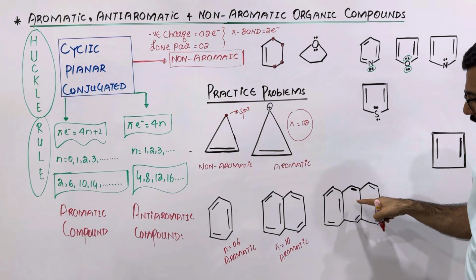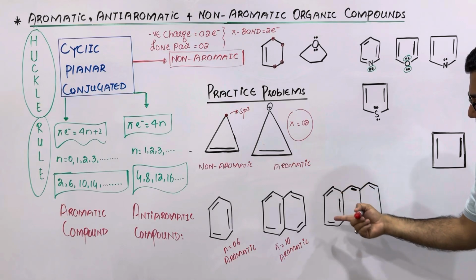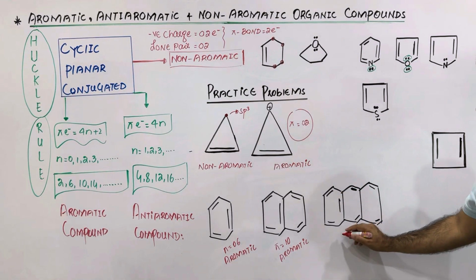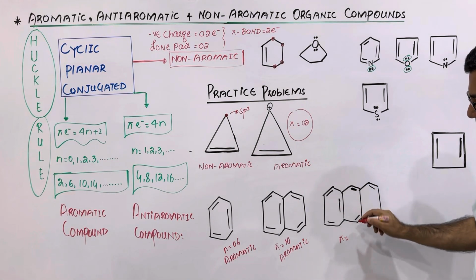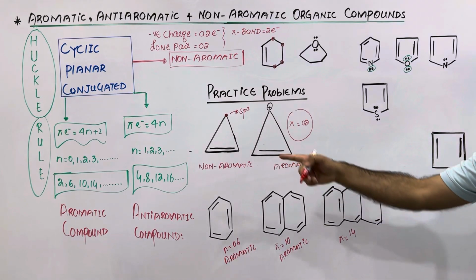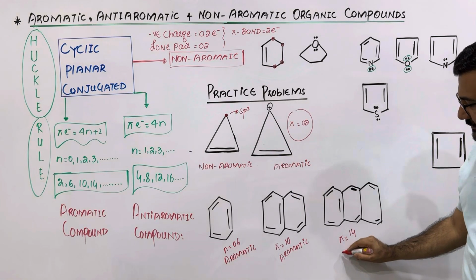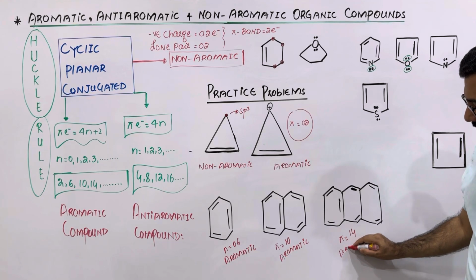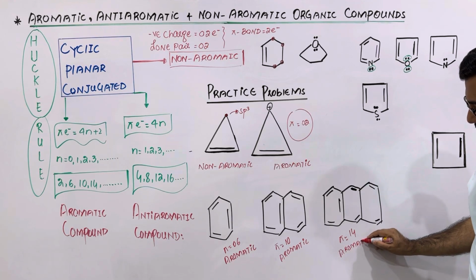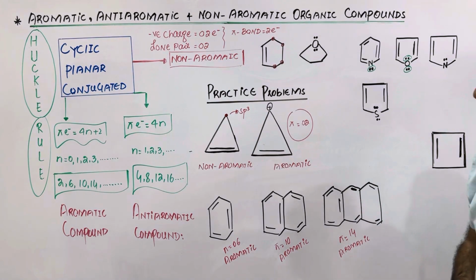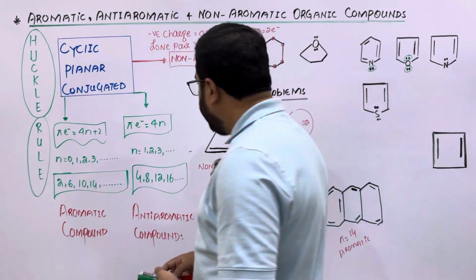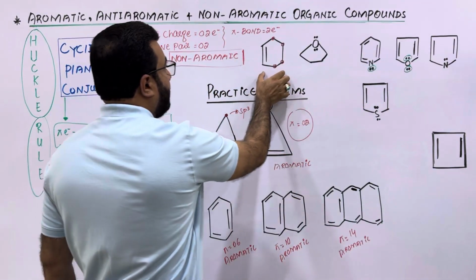It is cyclic, planar, and conjugation is there because of the alternate pi bonds, and the number of pi electrons due to the 7 pi bonds will be 14. And again, this 14 is in Huckel's formula, so that will be aromatic.